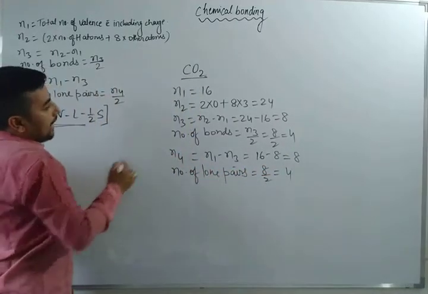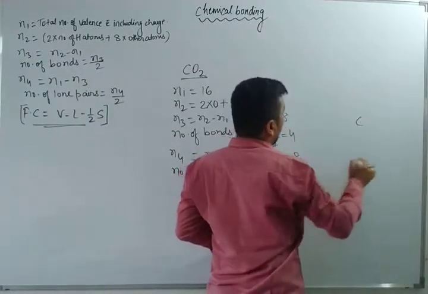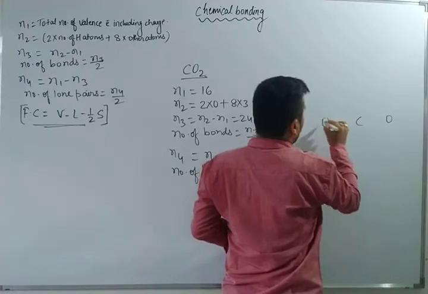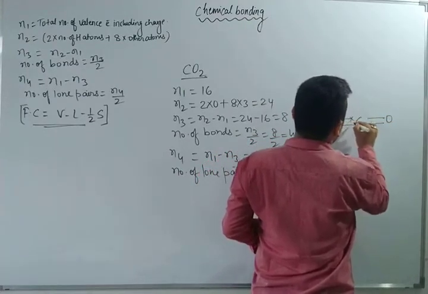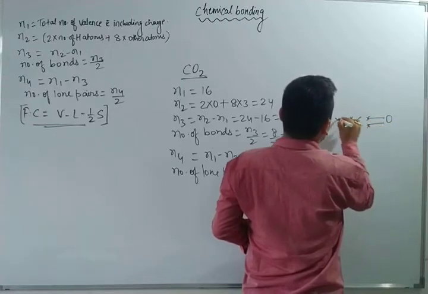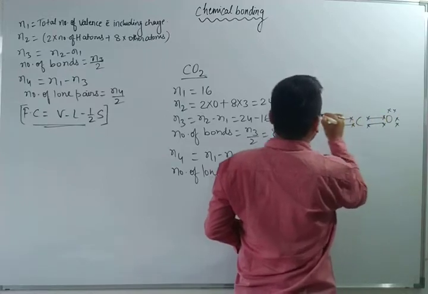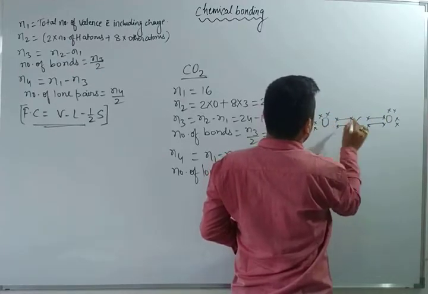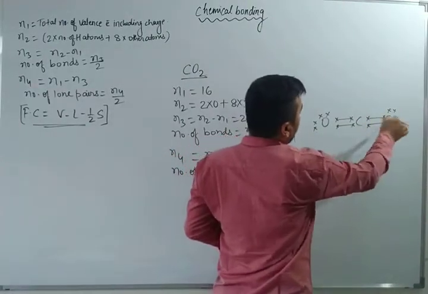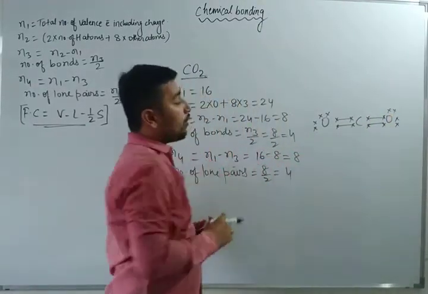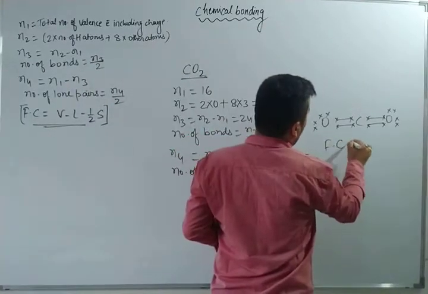Now draw the diagram of carbon dioxide. Central atom carbon, total number of bonds 4. One oxygen, another oxygen, 1, 2, 3, 4. Carbon has 4 valence electrons, oxygen 6 valence electrons, 1, 2, 3, 4, 5, 6. So now you can see here oxygen octet complete, carbon octet complete, oxygen octet complete. So each and every atom will have a formal charge of 0.